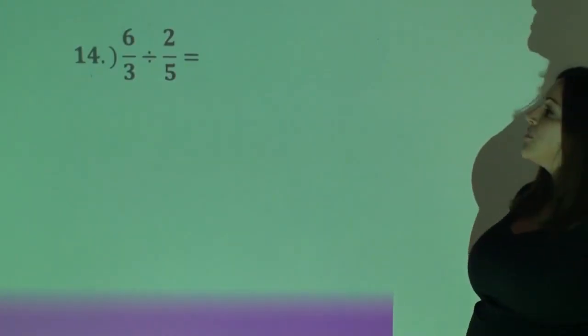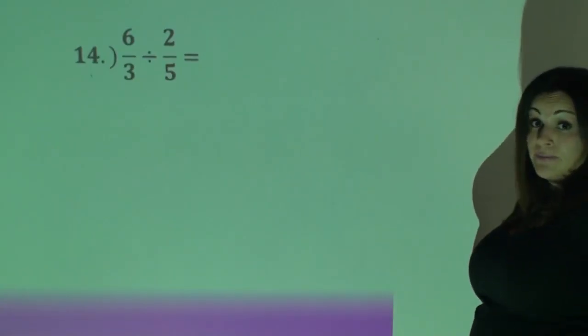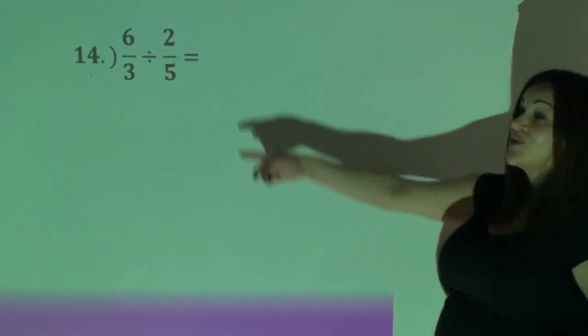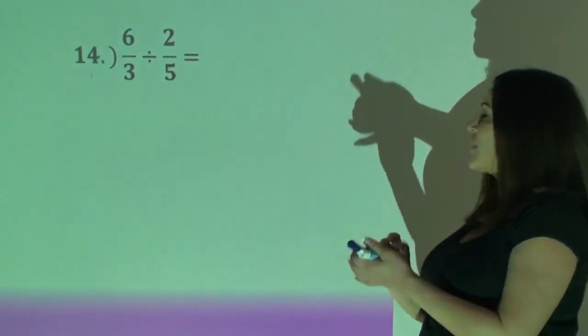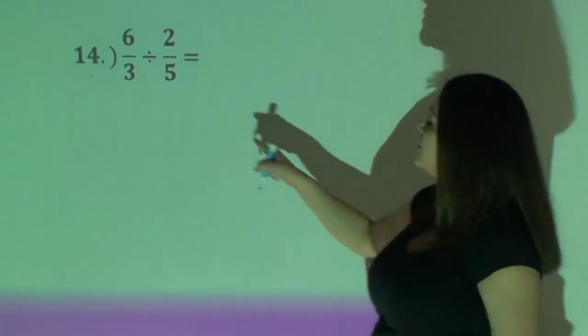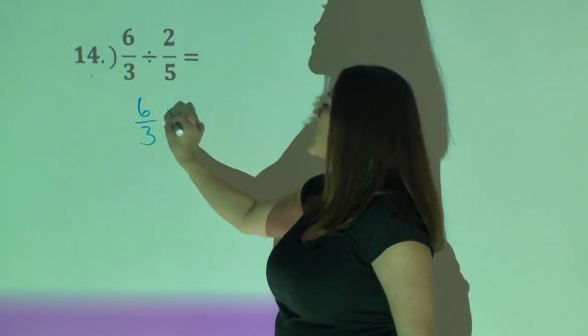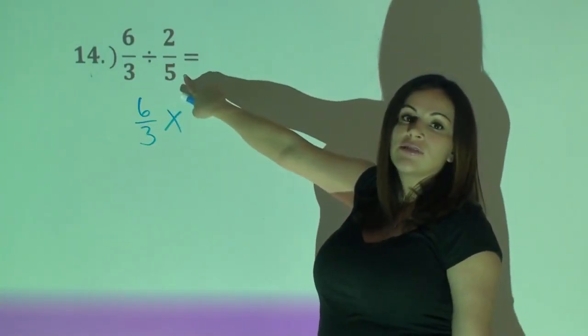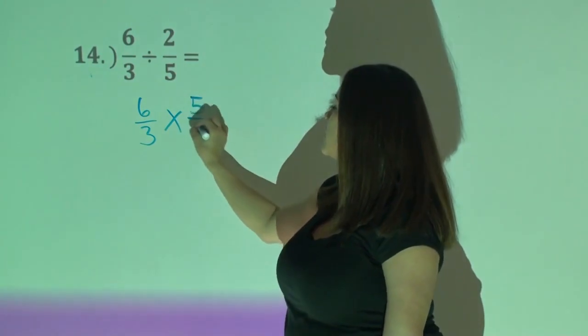Let's look at question number 14. Here we've got 6/3 divided by 2/5. Do you remember the first step? Hopefully you remember that you're going to be flipping the second fraction and then we multiply. So this is going to give us 6/3 times, flip the fraction, so 2/5 turns into 5 halves. So times 5 halves.